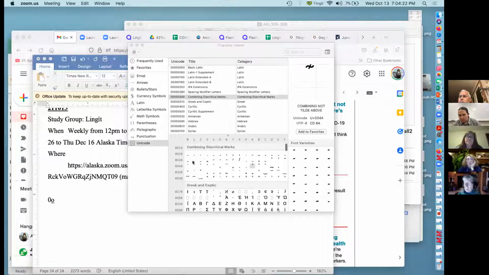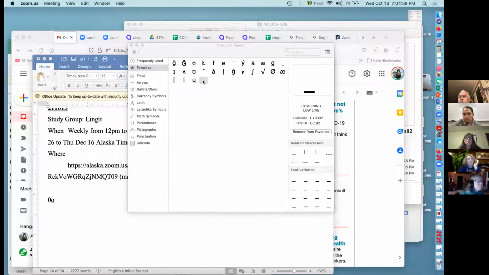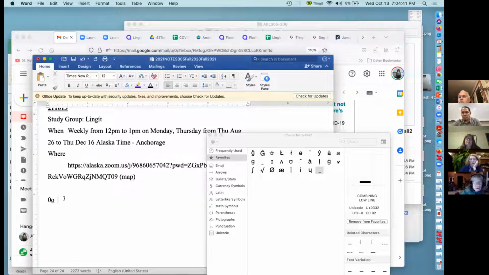Let's see. Combining macron below, all right. And then I can put it into my favorites up here. Oh, yeah, and here it is. I click that. It'll put it underneath anything, I guess. So let me make an O and then double click on that combining underline. That was a lot of different steps. Anybody want me to go back through it? Once you get it in your favorites, it's just there.